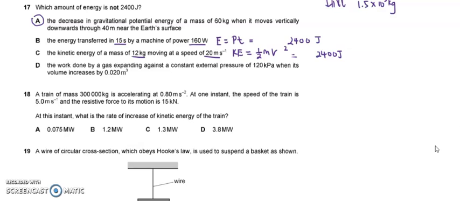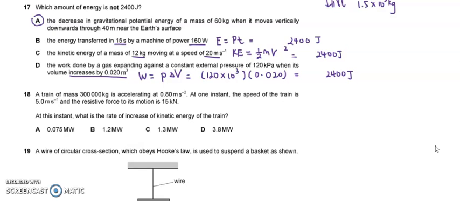The work done by a gas expanding against a constant external pressure. So the work done is constant pressure times delta V, the change in the volume. So P is the constant pressure, 120 kilopascal, times 10 to the power of 3. And the change in volume, it increases by this much, 0.020. So this, if you calculate it out, will also give us 2400 joule.